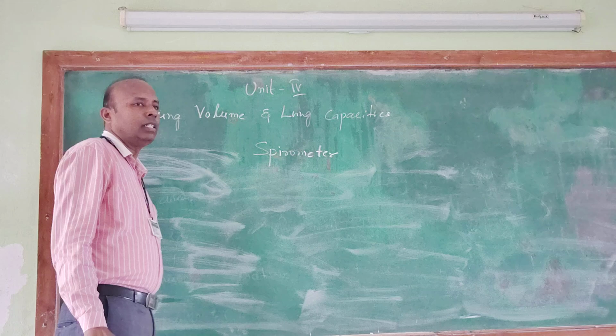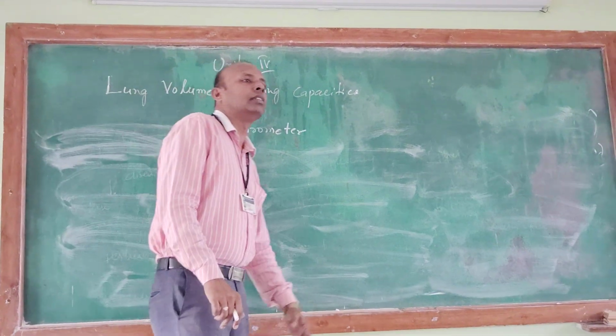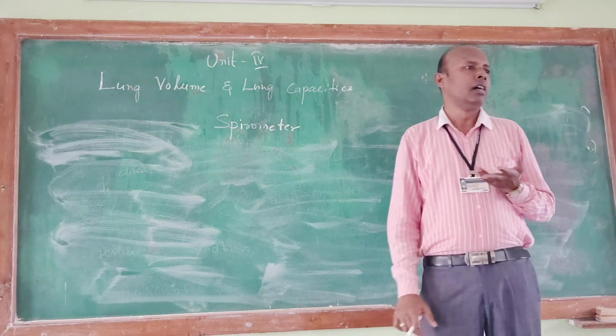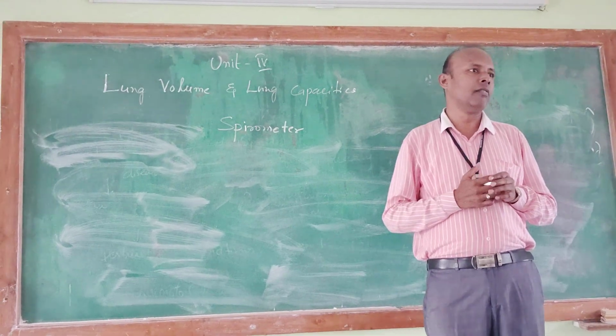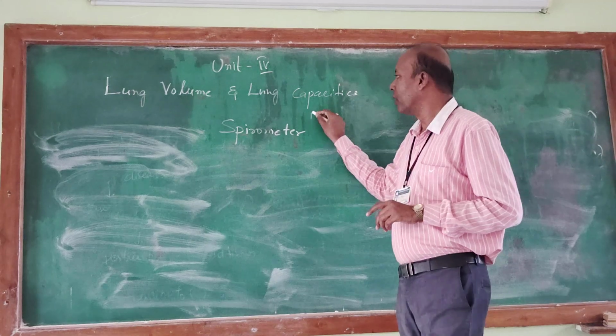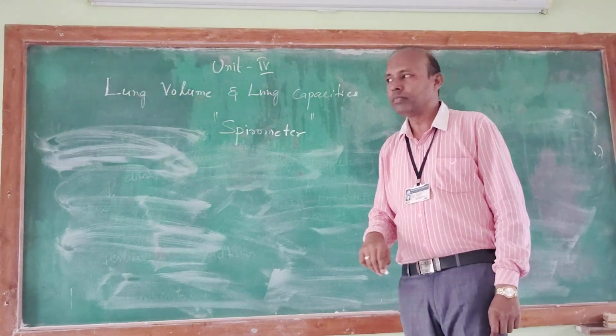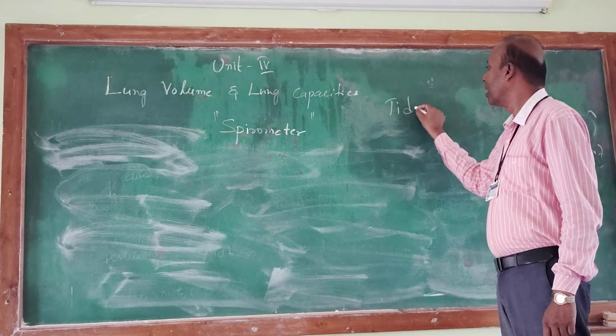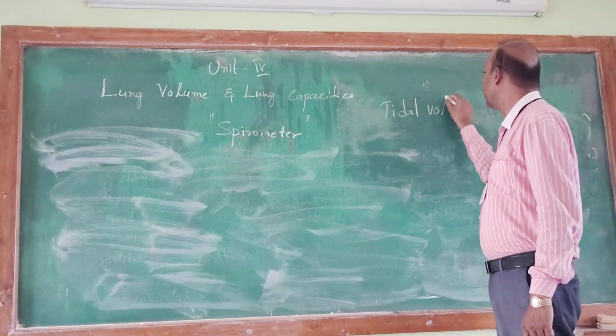The spirometer is the instrument we use to determine lung capacity, whether the lungs are working healthily or not, and whether the values are normal or not. We have a spirometer in the lab. For lung values, the first one is tidal volume.